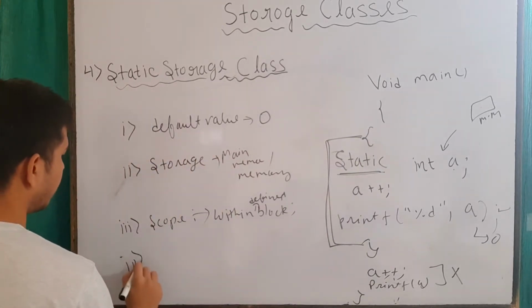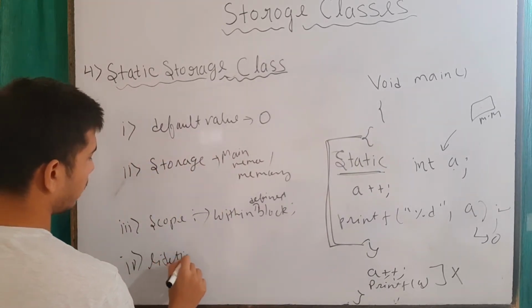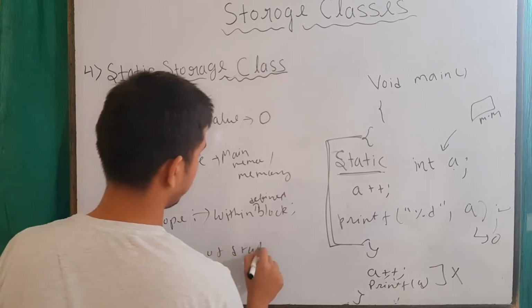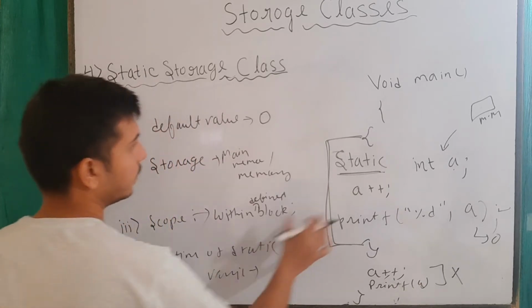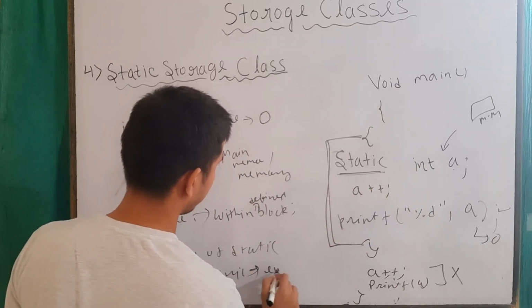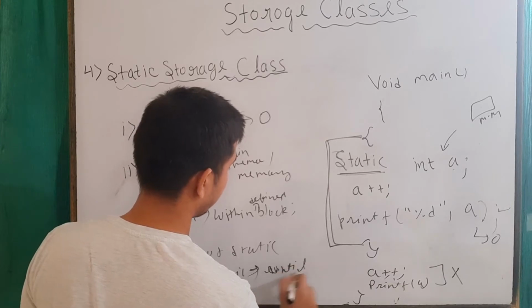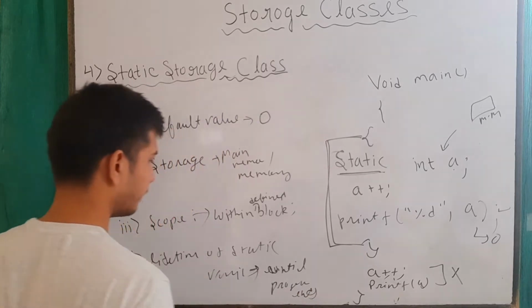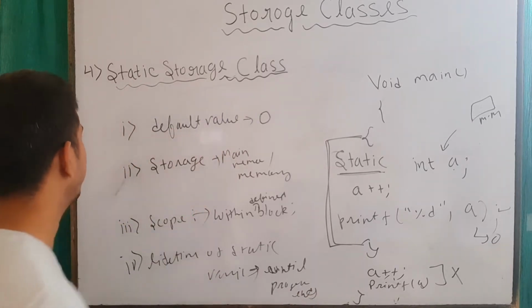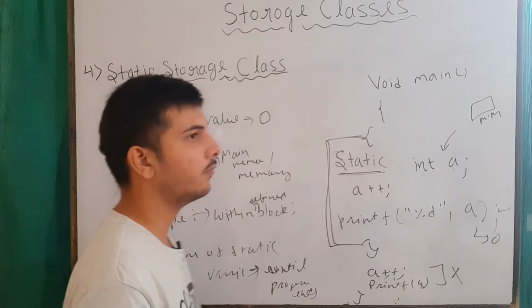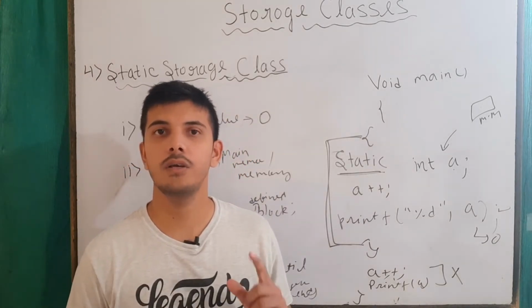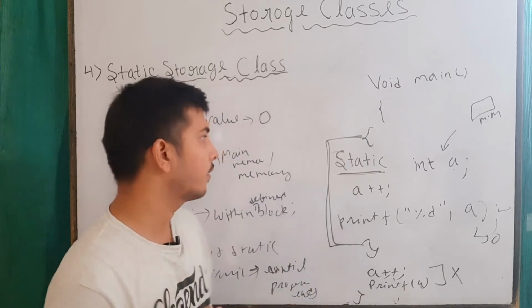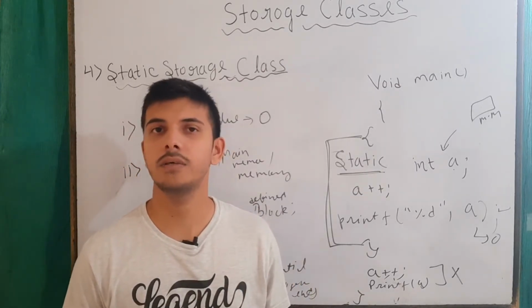And the last thing is the lifetime of a static variable. The lifetime of this variable is until the program ends. These were the 4 main points of the static storage class. Now there is one very important point: the static variable is defined only once. What does that mean? Let's understand it through an example.